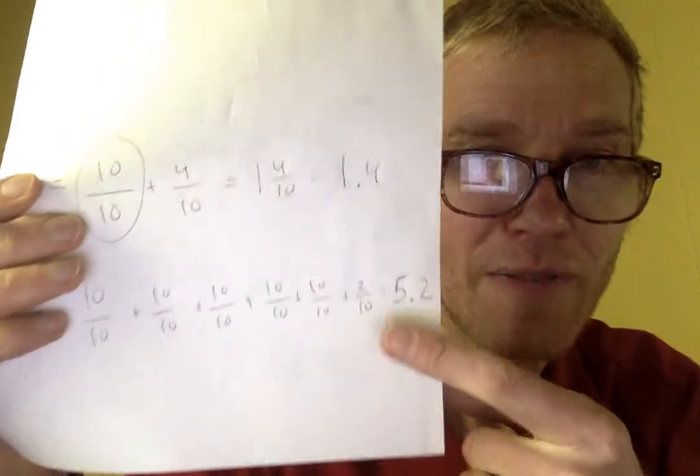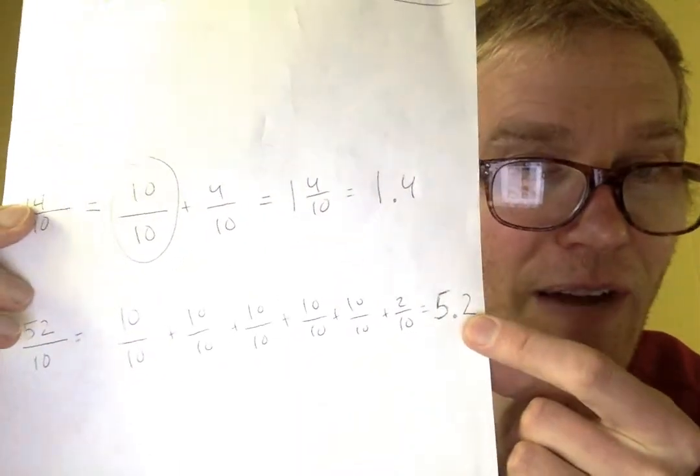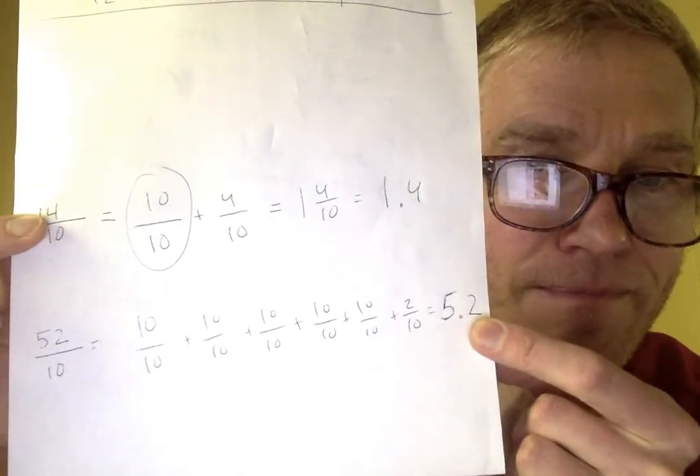And then what's left over? That funny little 2 tenths, right? So 5, and then you got 2 in the tenth spot, so you put 2 in the tenth spot. You got 5.2. You got 5 and 2 tenths, or 5 and 2 in the tenth spot.